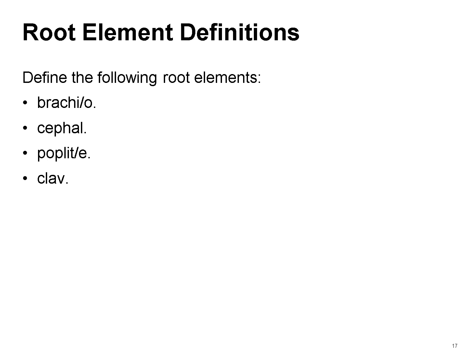Brachy/o, meaning arm. Example: brachial artery, the major blood vessel of the arm. Cephal, meaning head. Example: cephalic vein, a vein located in the head and upper arm. Poplite/e, meaning back of the knee. Example: popliteal artery, the artery located at the back of the knee.